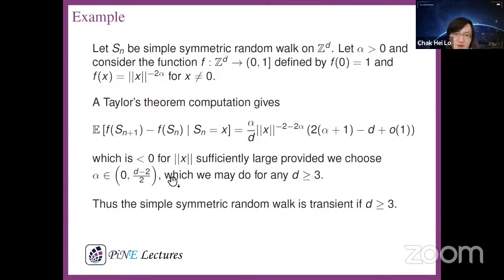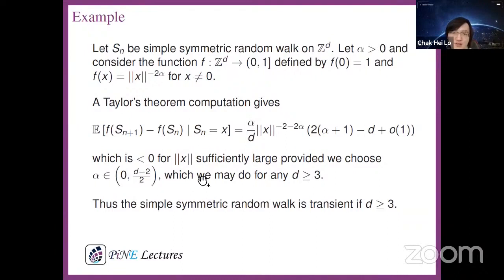But be careful, because we need alpha to be in this region. So this region needs to exist first. So we can only take d greater than or equal to 3 here. Because if we take 2, then it's (0, 0), the region doesn't exist. Or if d is 1, then it's 0 and a negative number here, so it doesn't exist again.